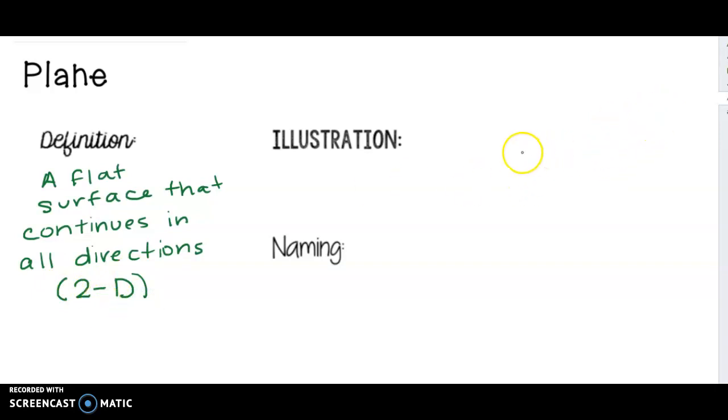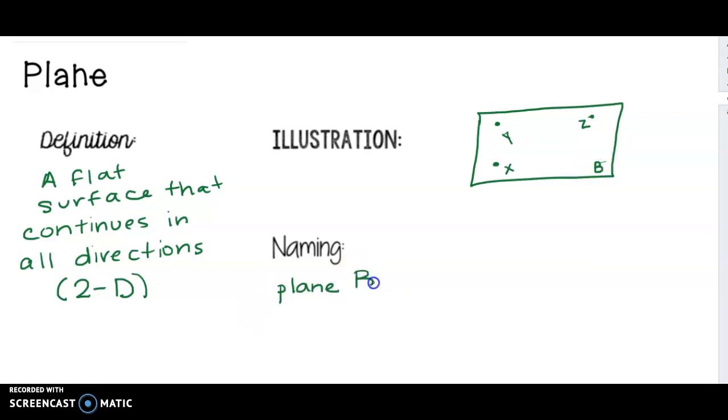Okay, so if I were to draw this, so it's flat. Of course, we can't draw it going on forever and ever. And we usually have an uppercase letter down in the corner. And then, I don't know, let's put 3 points on here. Let's put X, Y, and Z. Okay, so when we name planes, we can either name them by the letter in the corner. And guys, we don't have a symbol for plane, so we have to write plane before it. Okay, if you just say B, that would be wrong. Okay, it has to be plane B.